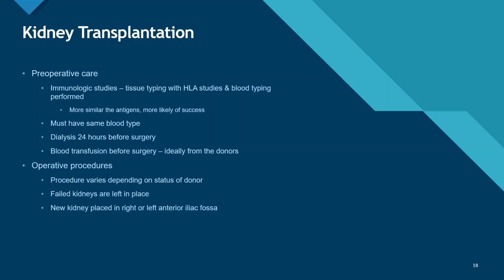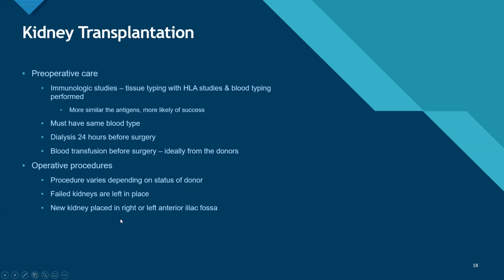Preoperatively, you can see what they need done, right? They have to be typed and crossed, okay? Human leukocyte antigens, HLA, and blood typing. The more similar the antigens, the more likely the success, so they want to look at the HLA. They are going to have dialysis 24 hours before surgery, and they'll get a blood transfusion, ideally from the donor, because then you're getting those antibodies in there and the body will recognize it a little bit better, with less likelihood of rejection.